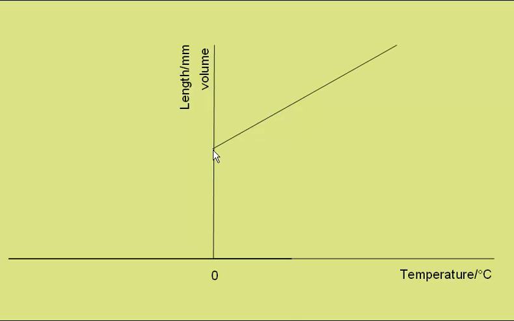If we now extrapolate back below 0 degrees C, the line would come down to here at minus 273.15 degrees C. This is showing at what temperature the length would be 0, and therefore the gas is taking up 0 volume.